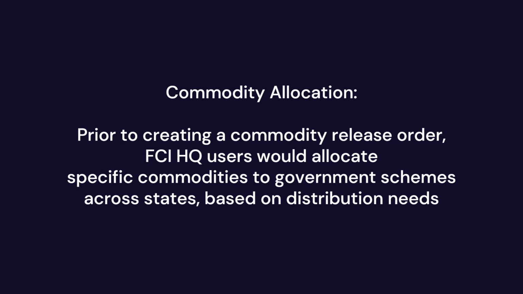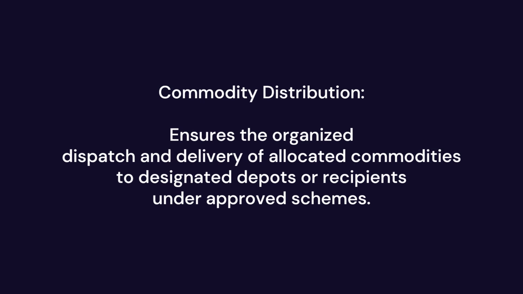Before a commodity release order was created, FCI HQ users would assign specific commodities to various government schemes across states based on distribution requirements. Commodity distribution facilitates the systematic dispatch and delivery of allocated commodities to designated depots or recipients under approved schemes.